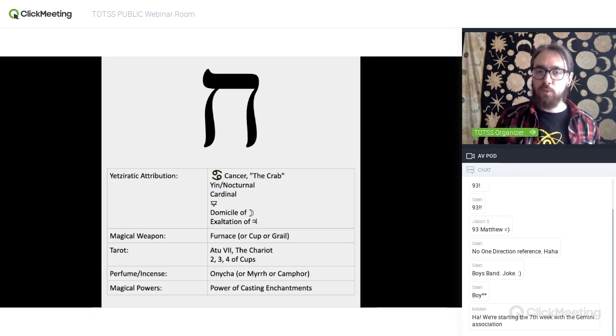And I've heard it actually smells really bad if you burn it. So you could use myrrh or camphor. Myrrh is a water incense, and camphor is a lunar incense. So those are both nice alternatives for actual practical work.